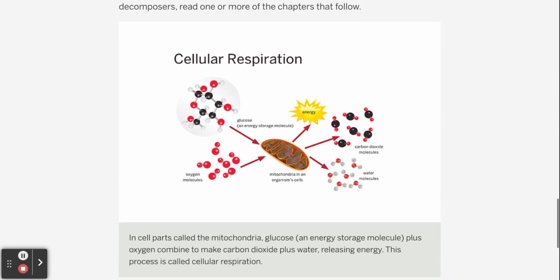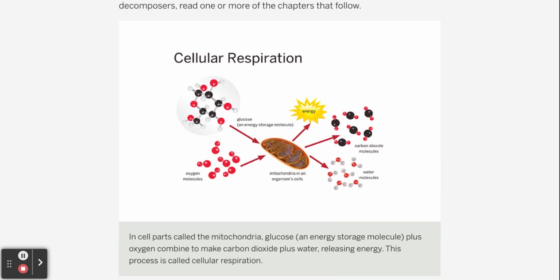Cellular respiration. In cell parts called the mitochondria, glucose, an energy storage molecule, plus oxygen combine to make carbon dioxide plus water, releasing energy. This process is called cellular respiration.